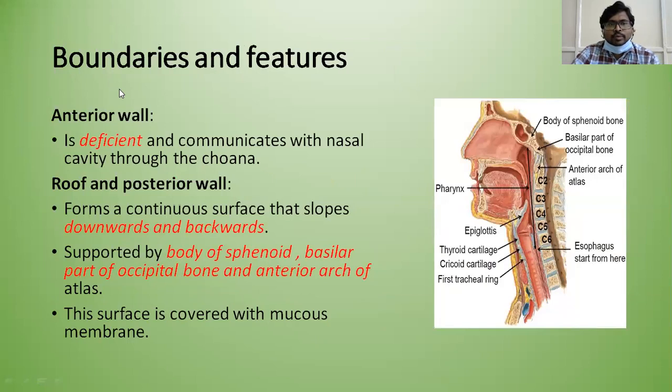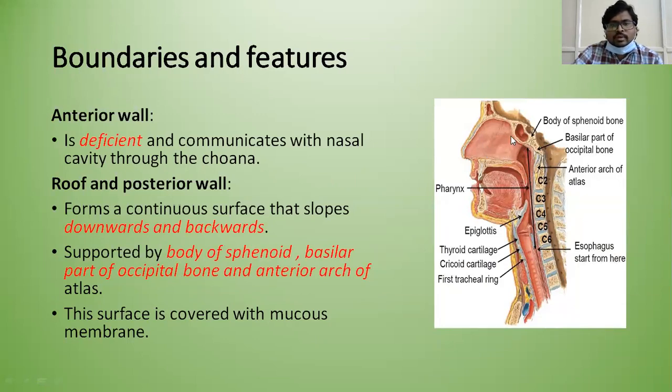Now coming to the boundaries. The anterior wall is deficient. See, there is no well-defined anterior wall. So this nasopharynx communicates anteriorly with the nasal cavity.